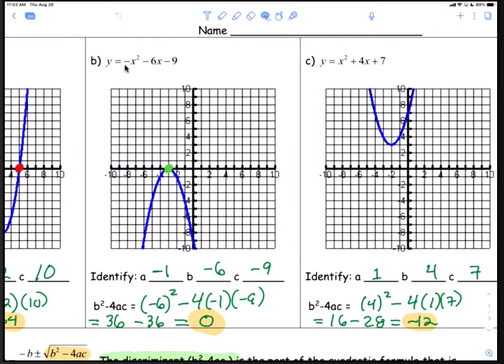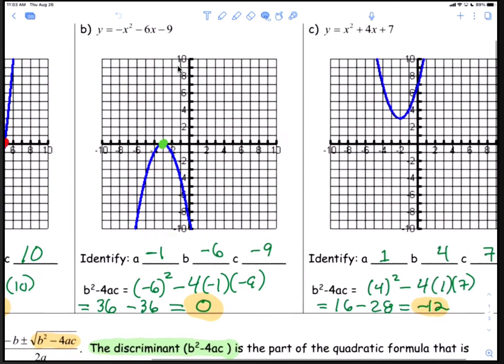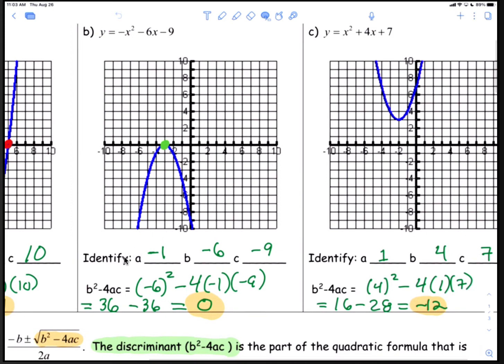In B, the equation is negative x squared minus 6x minus 9. And we identify A, B, and C. So A is negative 1, B is negative 6, and C is negative 9. Now we calculate B squared minus 4AC. So that's negative 6 squared minus 4 times negative 1 times negative 9, and that comes out to be positive 36 minus 36, which is equal to 0.